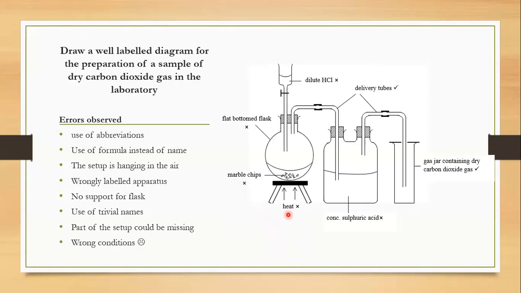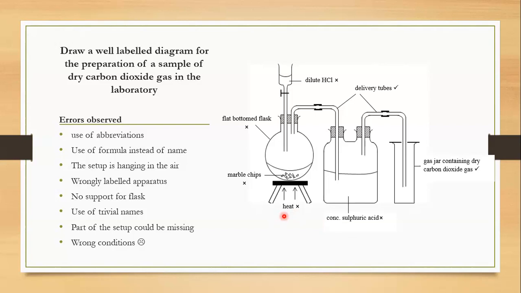Then when it comes to the liquid in our funnel, the learner has used a formula for hydrochloric acid instead of a name. All those are errors which you should desist from making. Then when it comes to our drying agent, they have used an abbreviation, conc sulfuric acid. The name is okay, but that concentrated has been abbreviated. That is not okay.